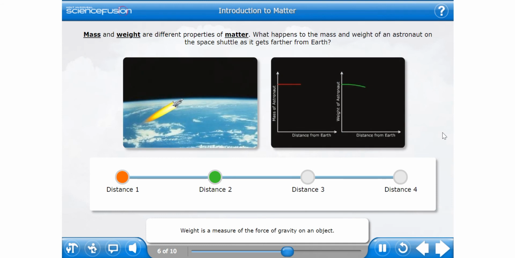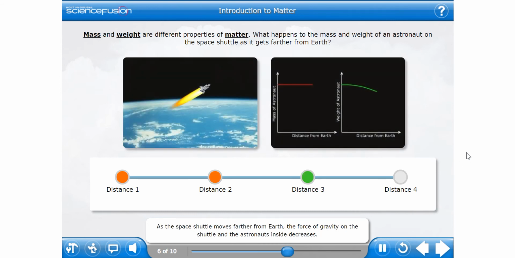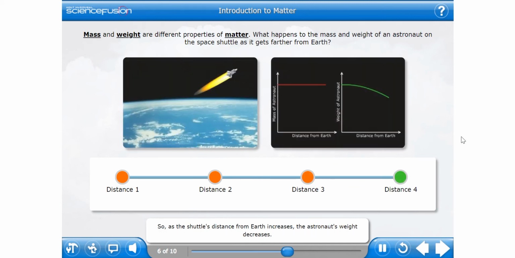Weight is a measure of the force of gravity on an object. Gravity depends partly on the distance between objects. As the space shuttle moves farther from Earth, the force of gravity on the shuttle and the astronauts inside decreases. So as the shuttle's distance from Earth increases, the astronauts' weight decreases. However, the astronaut's mass doesn't change because the amount of matter in the astronaut doesn't change.